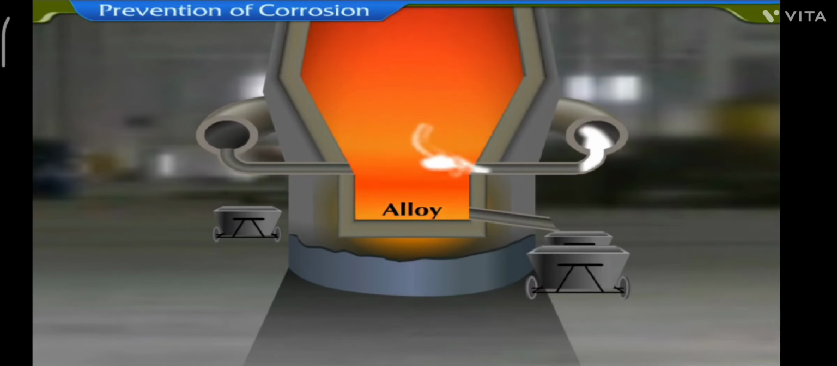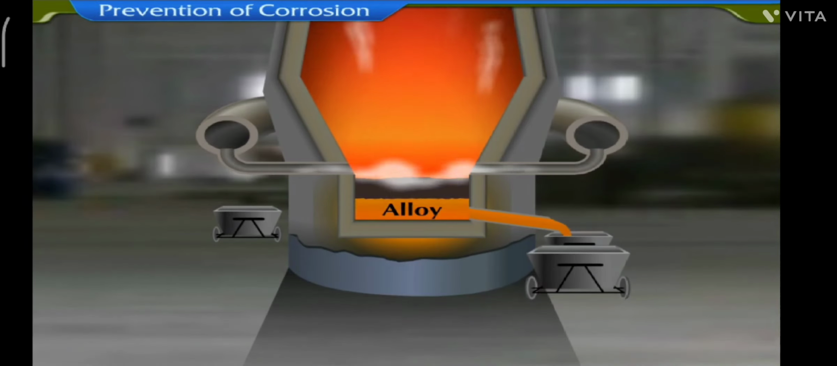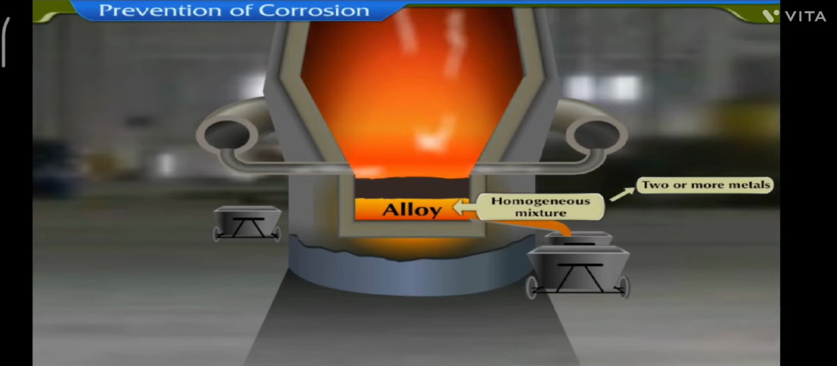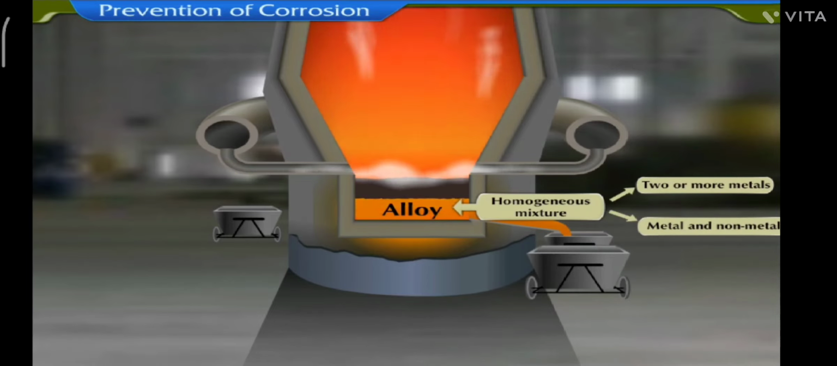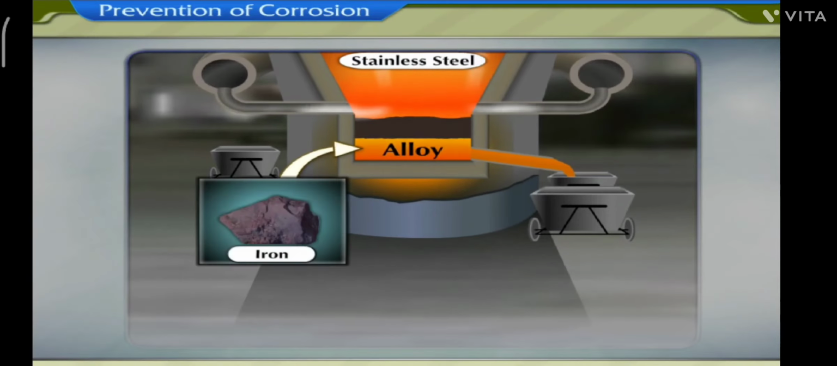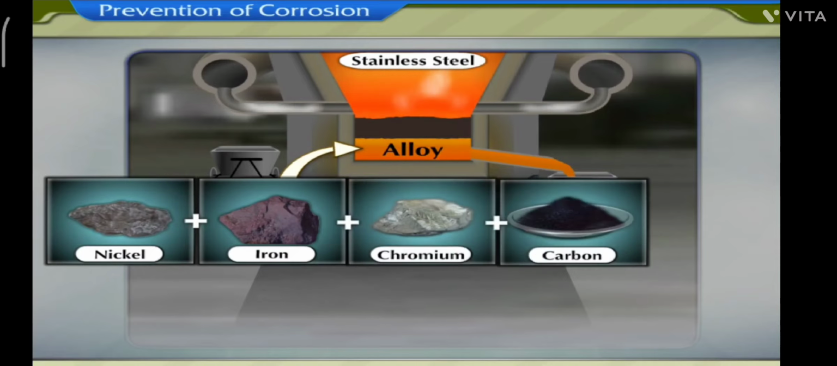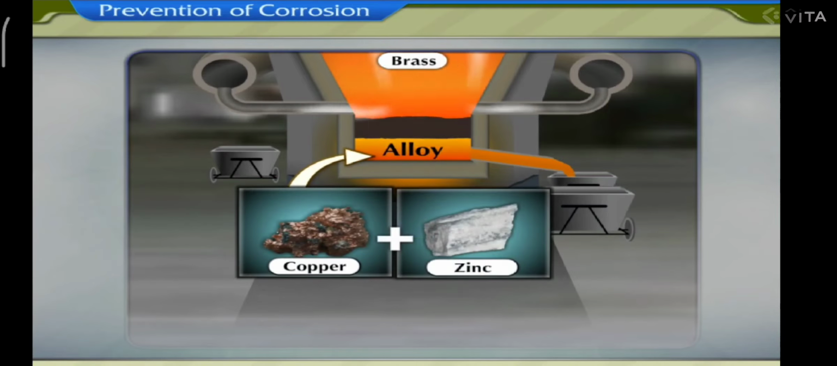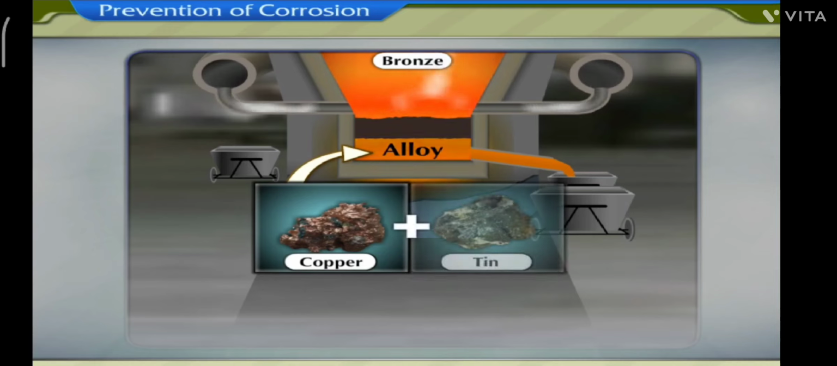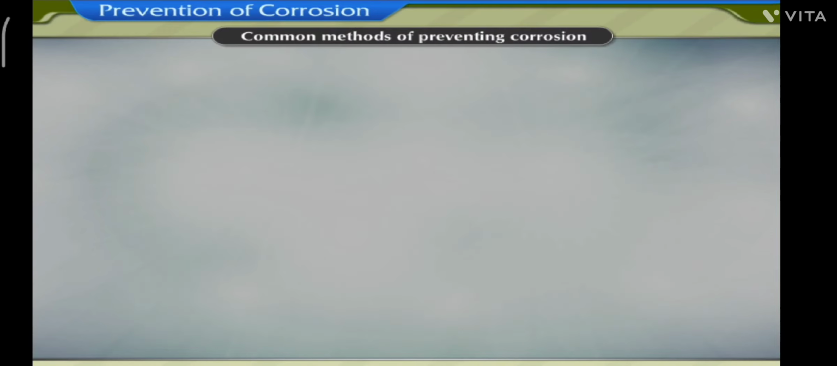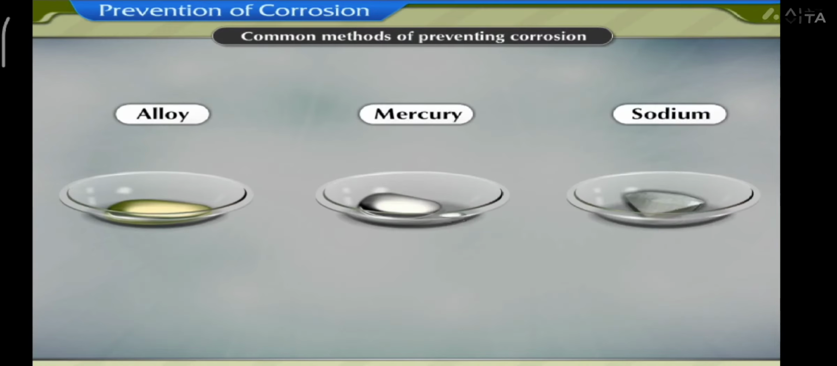Alloying is another method that is used to prevent corrosion. An alloy is a homogeneous mixture of 2 or more metals or a metal and a non-metal. Stainless steel is an alloy of iron with nickel, chromium and carbon. Brass is an alloy of copper and zinc, and bronze is an alloy of copper and tin. If in an alloy one of the metals is mercury, then the alloy is called an amalgam. For example, a solution of sodium metal in mercury metal is called sodium amalgam.